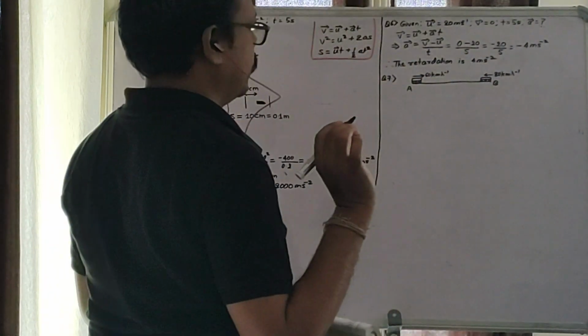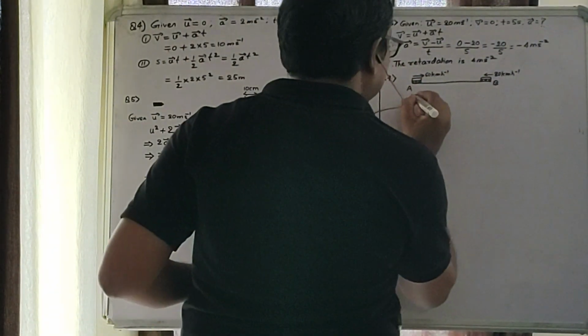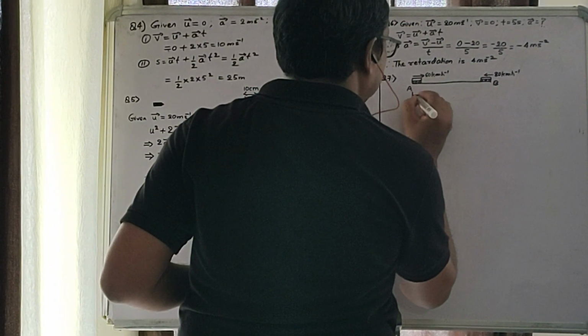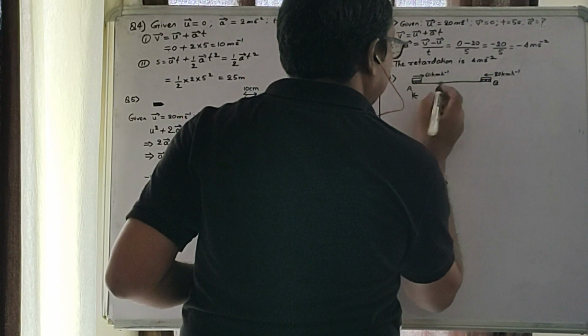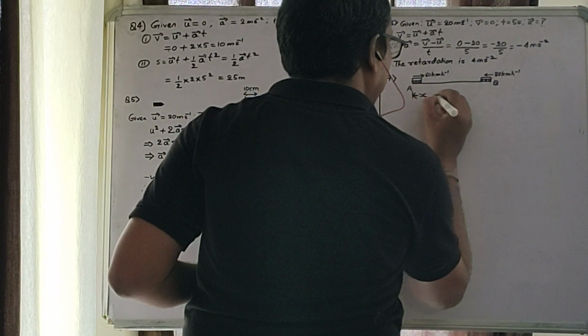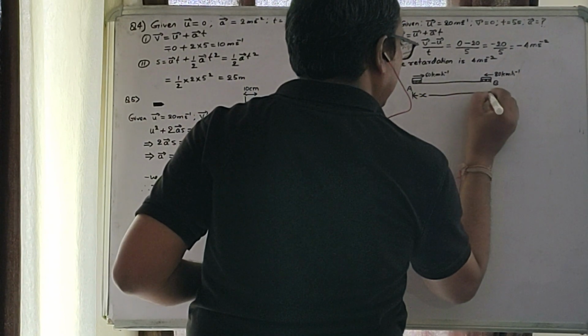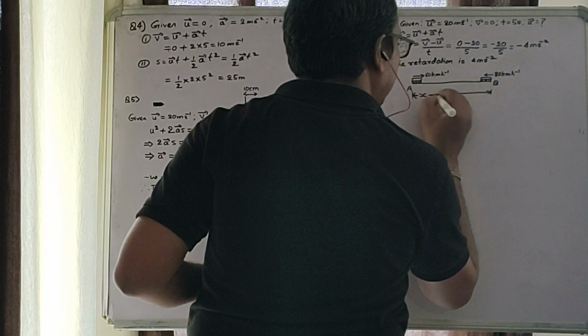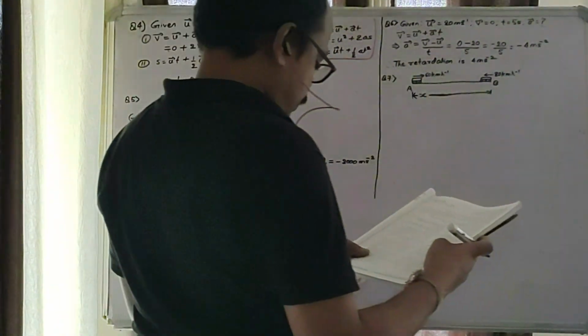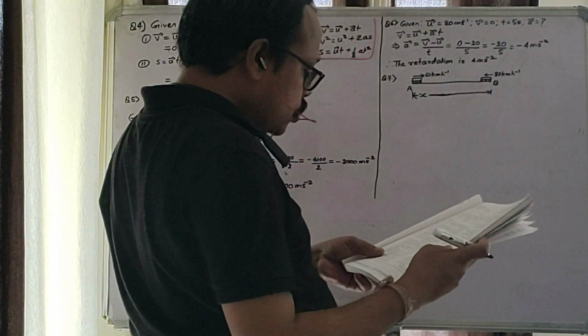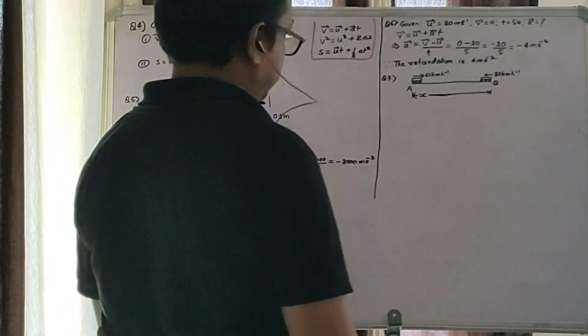So that is the given piece of information. Let us say that the distance between A and B is x. Okay? So find the average speed.